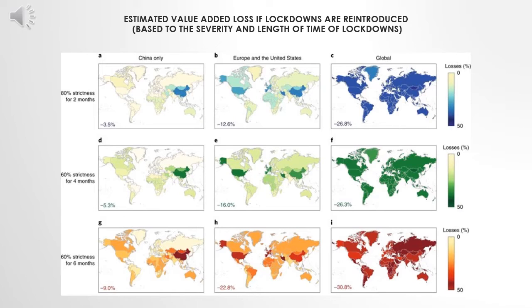The final row illustrates 60% strictness for 6 months. In China only, this would result in 9% loss. In Europe and the United States, this would result in 22.8% loss. And globally, this would result in 30.8% loss.